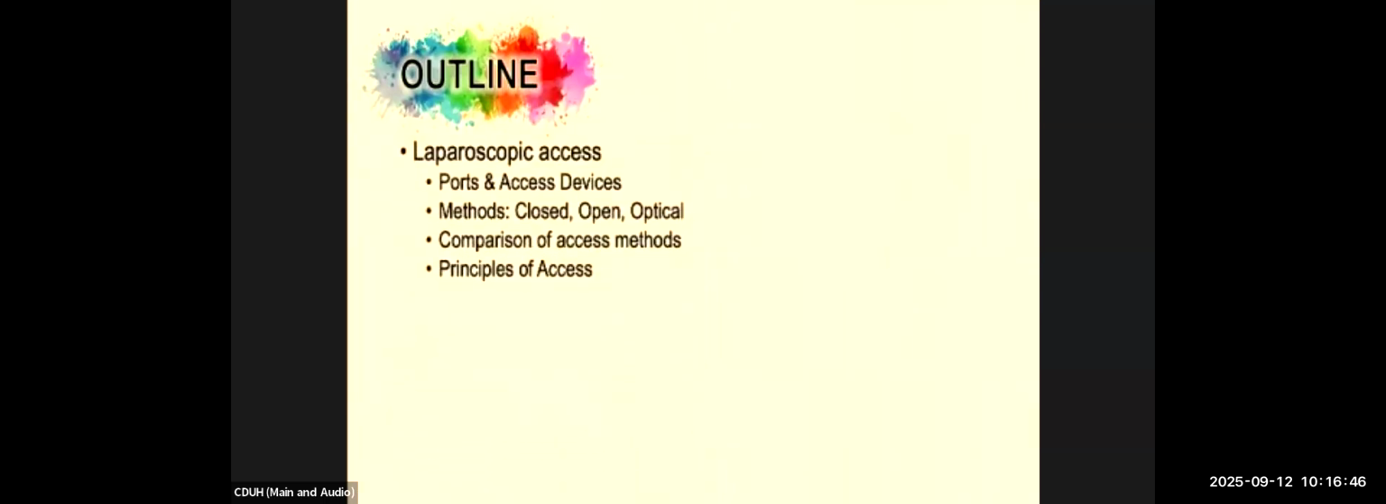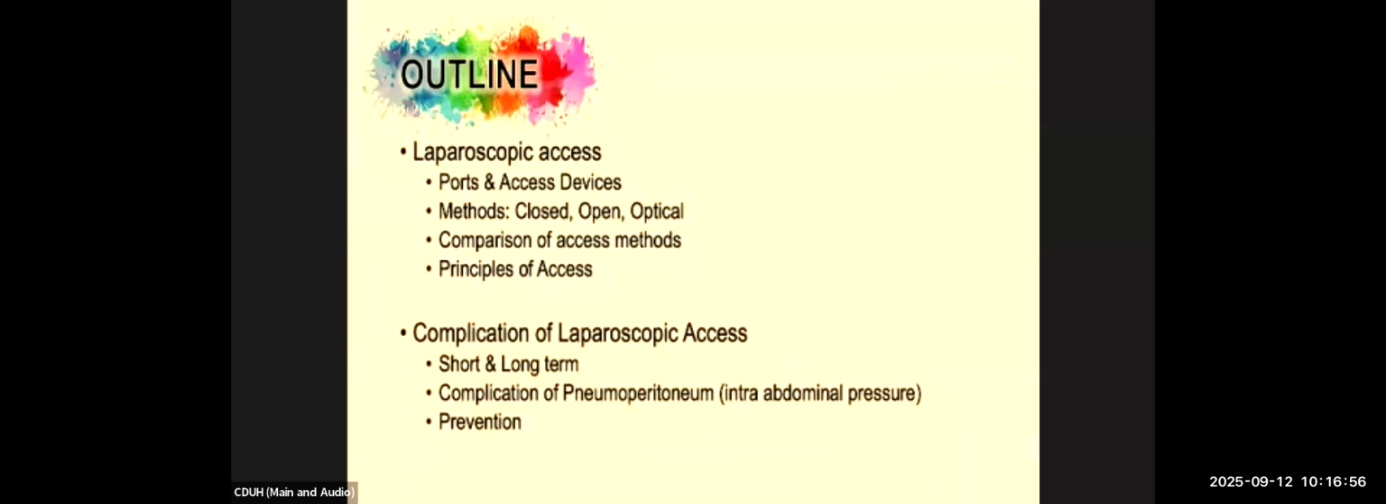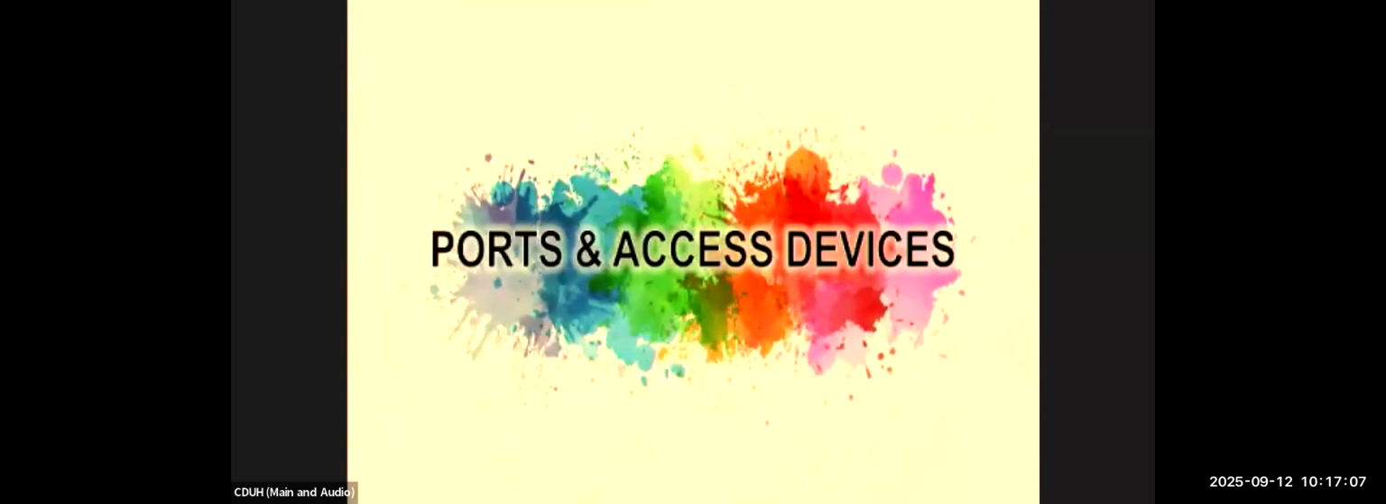What is the outline? Number one, we're going to talk about laparoscopic access, about the ports, about the methods, about the comparisons of the methods, and also the principles of access. Next, we are going to talk about complications of laparoscopic access, from short-term to long-term, complications of pneumoperitoneum, and also how to prevent them. So first of all, let's go to the port access device.